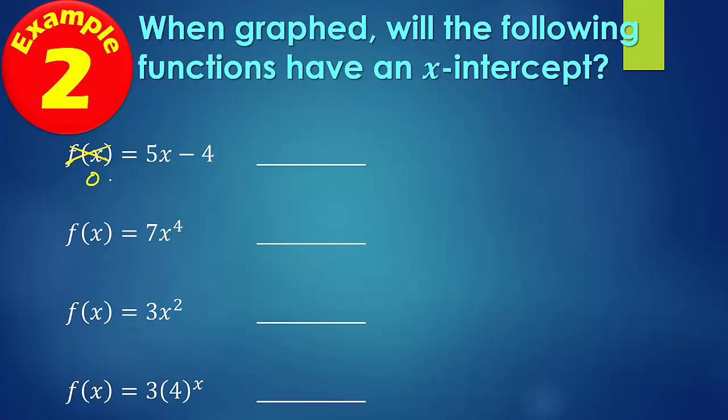So can I get an answer if I do 0 equals 5x minus 4? I would add 4 to both sides, which would give me 4 equals 5x. So yeah, I could get an answer here. So yes, it would have a y-intercept.